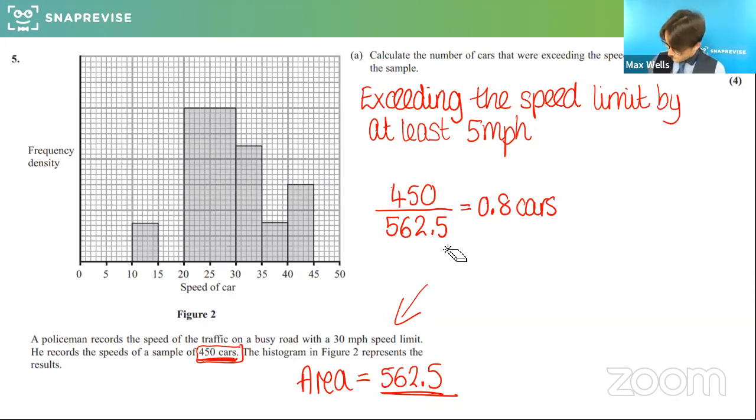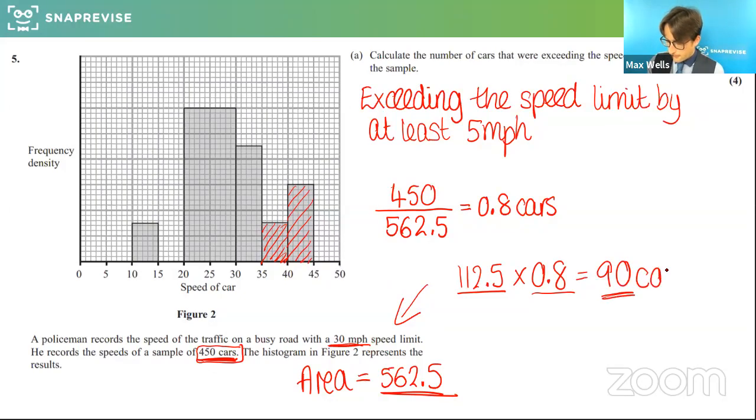So for this one, for the amount of people that are exceeding the speed limit by at least 5 miles per hour, that means all the people that are doing more than 35 miles per hour, because the speed limit on this road was 30 miles per hour. So that total area is 112.5. And we know we have to times that by 0.8. So 112.5 little boxes, where each little box is 0.8 of a car, that will come out as a total of 90 cars. Okay, so very well done if you got that. And hopefully that makes sense.